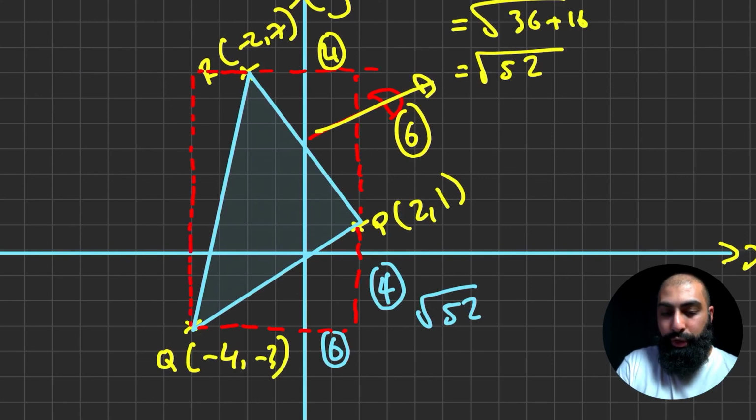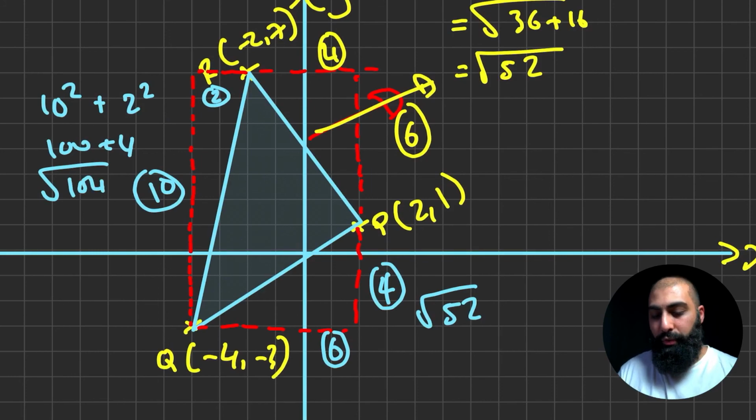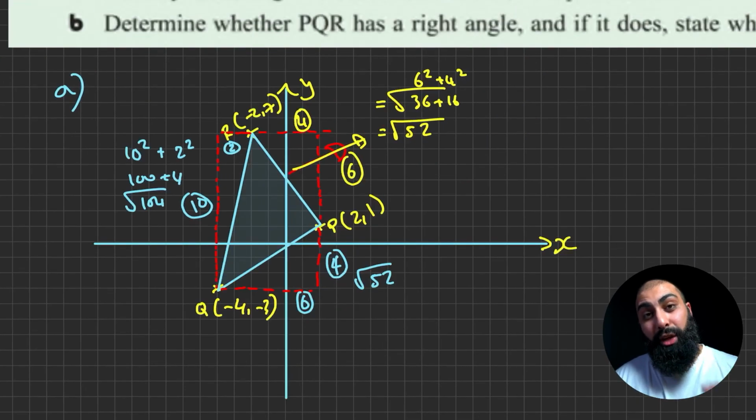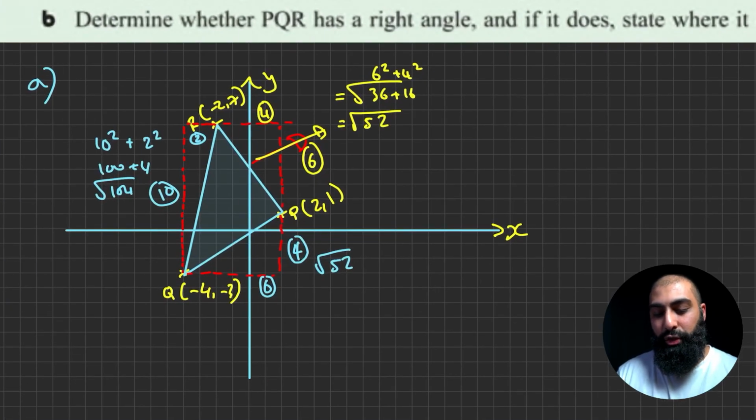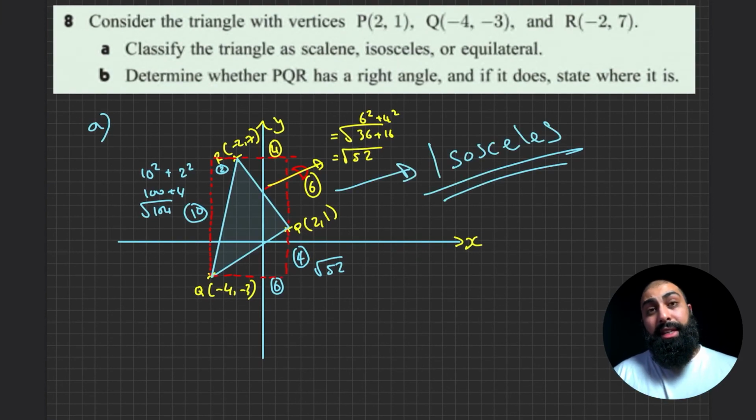So we get a run of 2, I can see that straight away. And then I've got a rise of 10. So I'm going to have 10 squared plus 2 squared, 100 plus 4, the root of 104. Right, so this clearly is not an equilateral triangle, and it's not a scalene triangle, it's an isosceles triangle. We have two equal sides, so we have an isosceles triangle. We can write here, that triangle is isosceles.